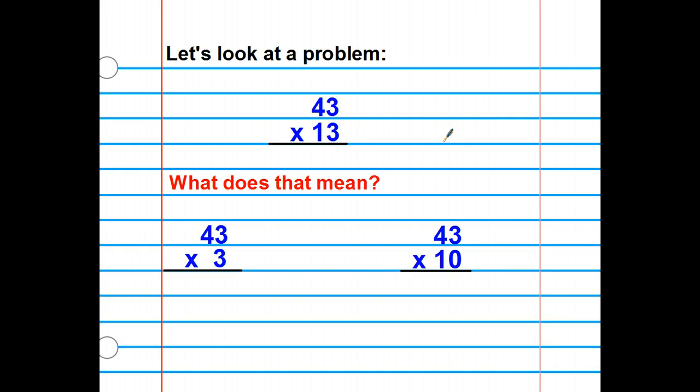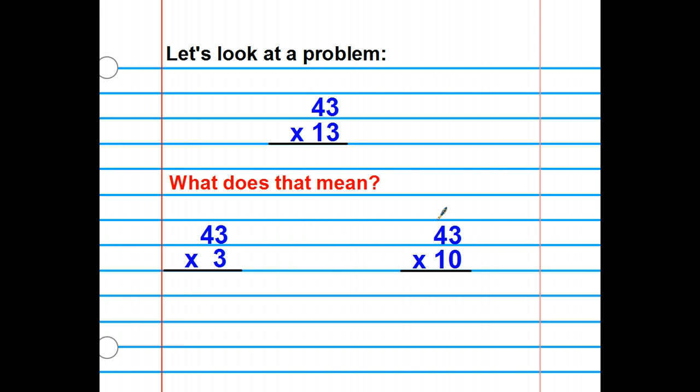Well, let's start by looking at a problem. Here's 43 taken 13 times. But what does that actually mean? Well, what it really means is that I'm doing two separate problems. I'm doing 43 taken 3 times, but I'm also doing 43 taken 10 times. Why? Well, because 13 is 10 and 3. So in order to do it, I've got to address both those parts.